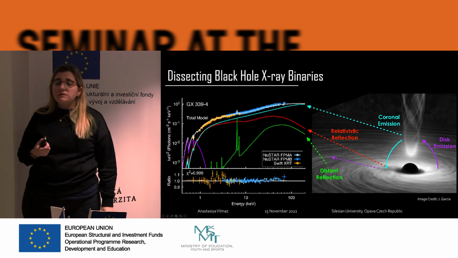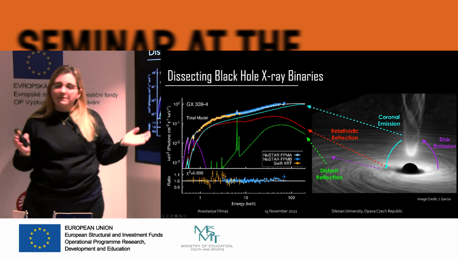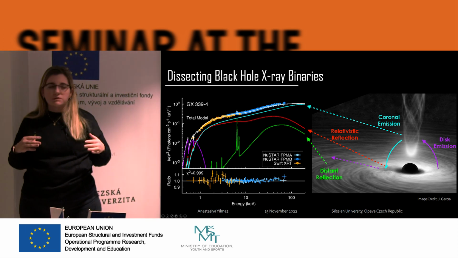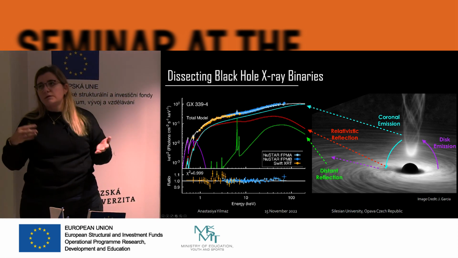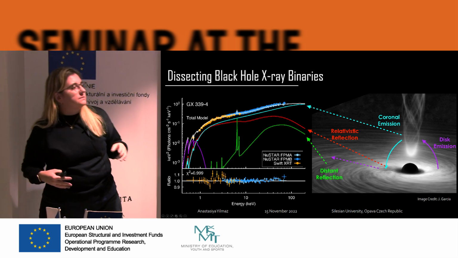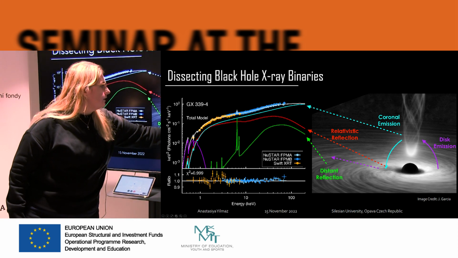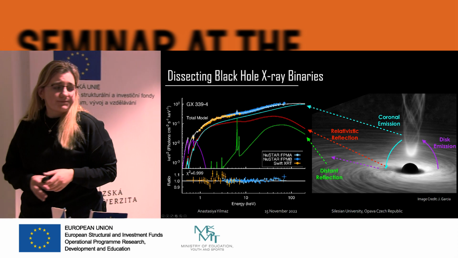There's also another component that is not included here, which happens due to the light bending around the black hole. It's again modeled through the reflection component, but it's basically disk emission being bent over here and then reflecting off of the accretion disk again.